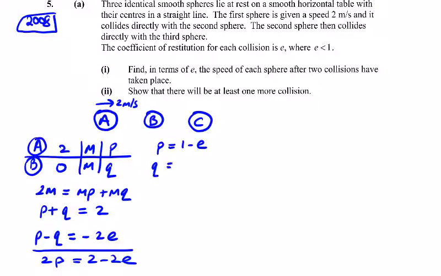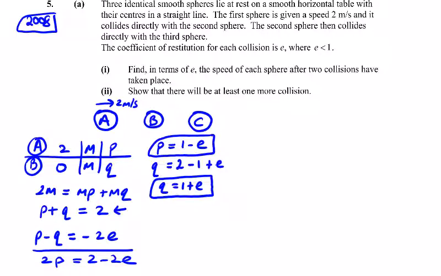So P is equal to 1 minus E. Q is equal to, from this equation, Q is equal to 2 minus P. So 2 minus 1 plus E. Q is equal to 1 plus E. So we have P and Q, 1 minus E and 1 plus E. So then there's going to be a second collision. The second sphere collides with the third. So B is colliding with C.